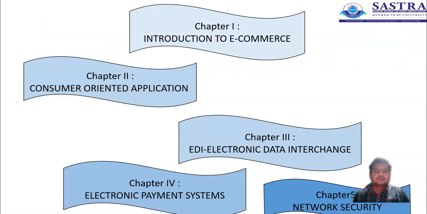So chapter 1 is an introduction to e-commerce. Chapter 2 is consumer oriented application. Chapter 3 is EDI, which is nothing but electronic data interchange. Chapter 4 deals with electronic payment systems, and chapter 5 with network security.